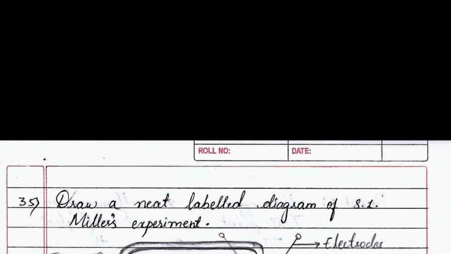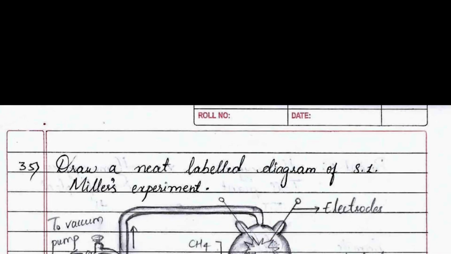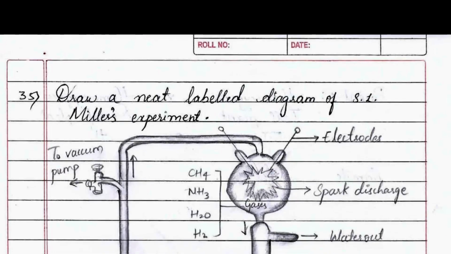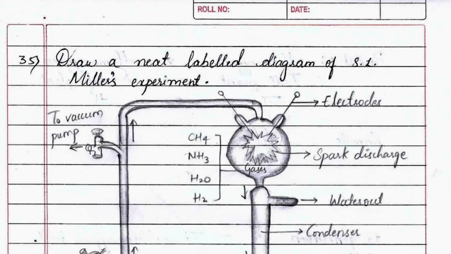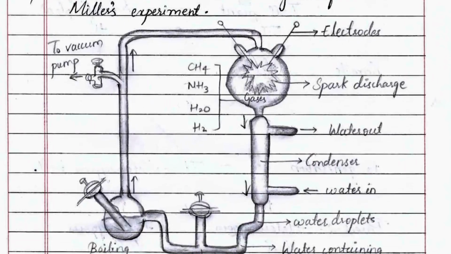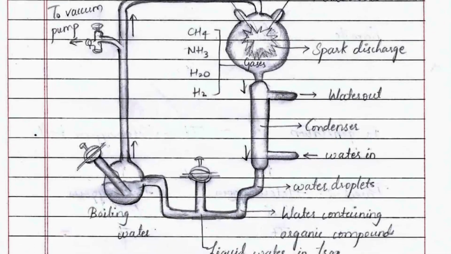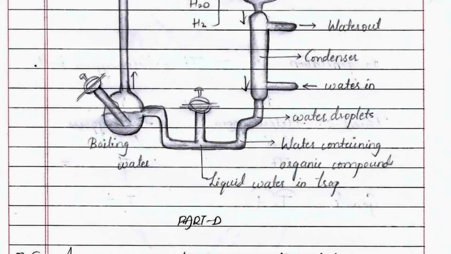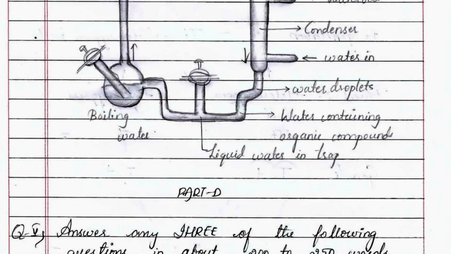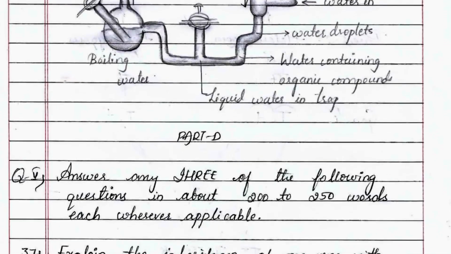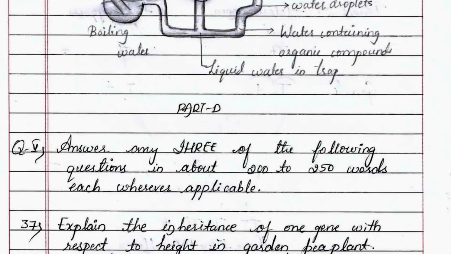35th question is draw a neat labeled diagram of Miller's experiment. Here is the diagram. Moving next, part D. Main fifth question. Answer any three of the following questions in about 200 to 250 words each wherever applicable. Here is the 37th question.